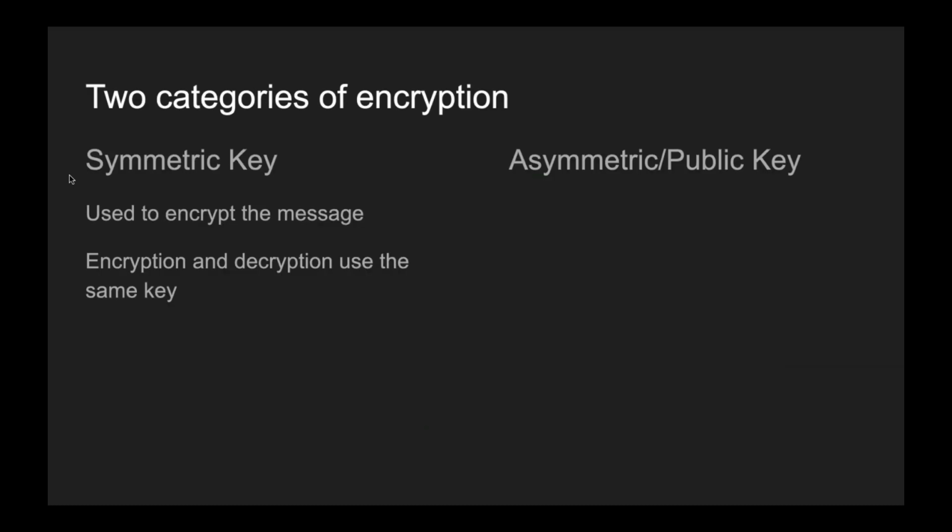So there are 2 big categories of encryption. There's symmetric key and then asymmetric, which I will call public key cryptography. Starting with symmetric, it's used most of the time to actually encrypt the real message. Encryption and decryption use the same key. So the Caesar cipher, like you just saw, is an example of symmetric key cryptography. Cryptography is just the word for the study of all of this, so I'll use it interchangeably a little bit.